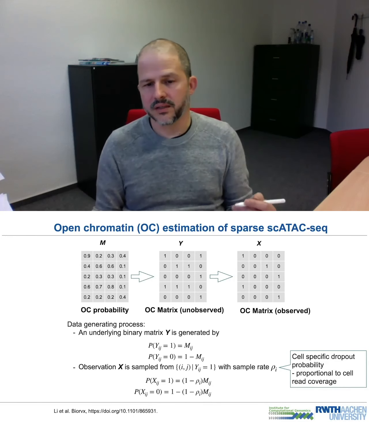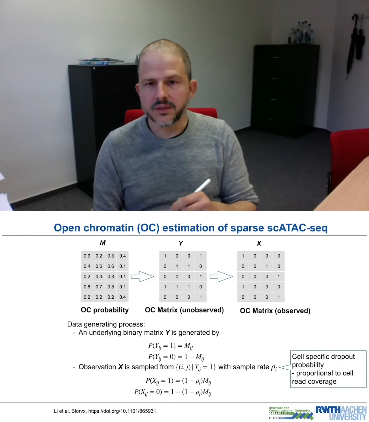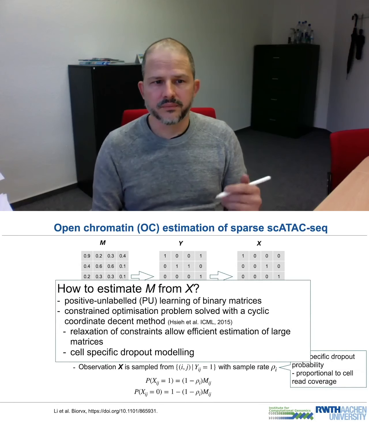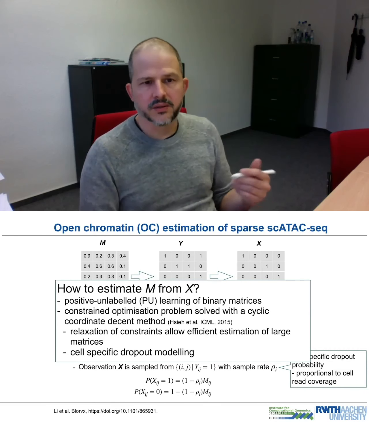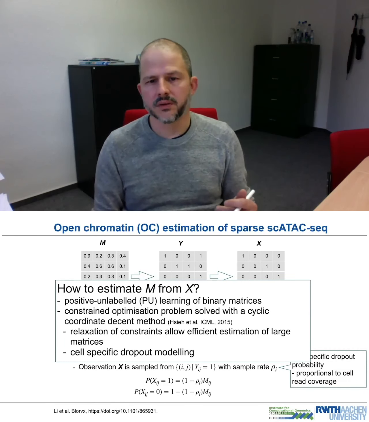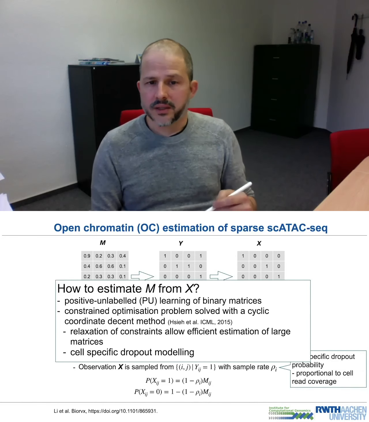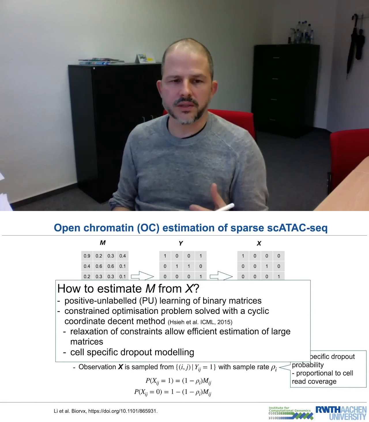So cells with higher coverage should have a lower dropout, or the other way around. So we can then use positive and unlabeled methods to solve this problem. And we actually use a constrained optimization problem described in this paper. But we actually need to improve it, for example, to make it applicable to single cell data.